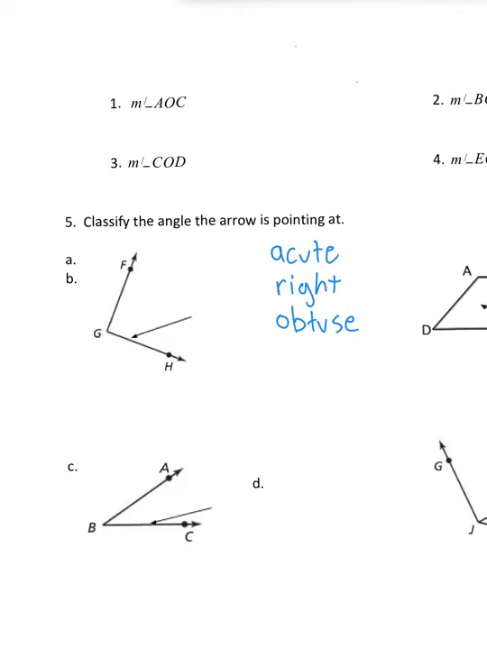Remember, our right angle is exactly 90 degrees. We have to have that little circle on the end. And our acute is then less than 90, so it is a smaller angle. And our obtuse is more than 90.